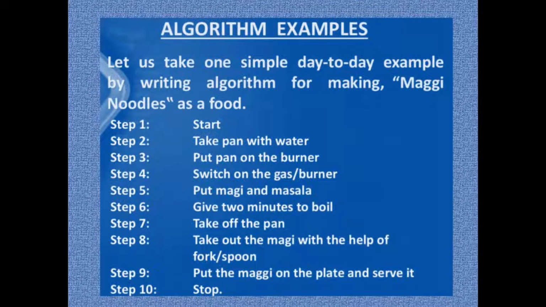So this is one example of an algorithm where we are writing the steps for making Maggi noodles as a food. Now we start by taking the pan with water. We put the pan on the burner, switch on the gas, put in the Maggi and the masala. Next, we give it 2 minutes to boil, take it out of the pan, take out the Maggi with the help of a fork or a spoon, and put the Maggi on a plate and serve it. Now we finally stop, which is where the algorithm comes to an end.